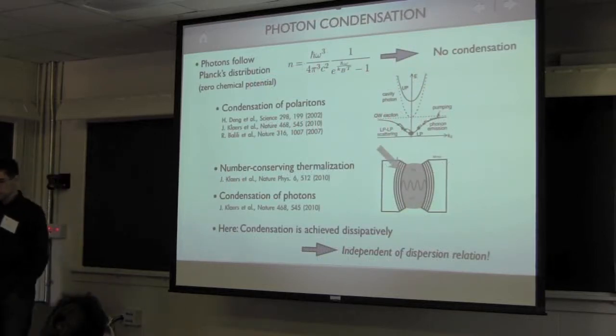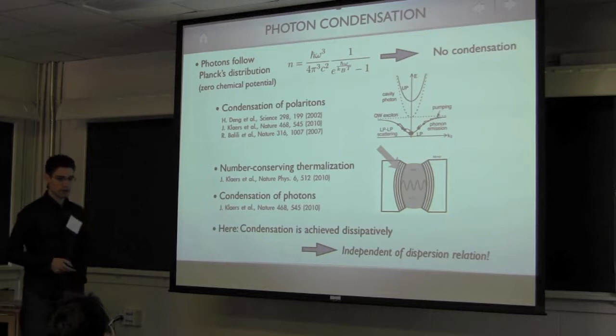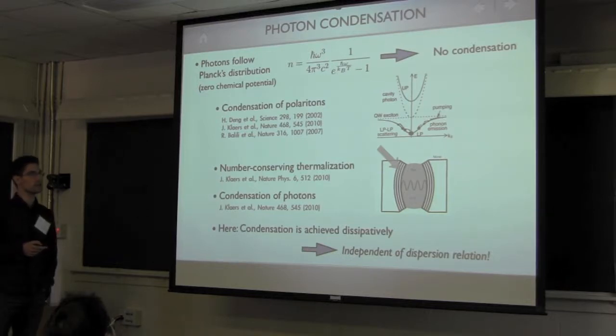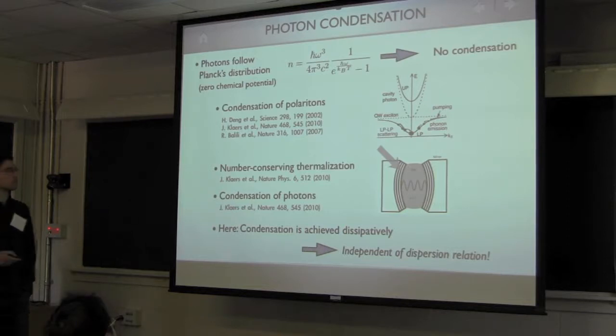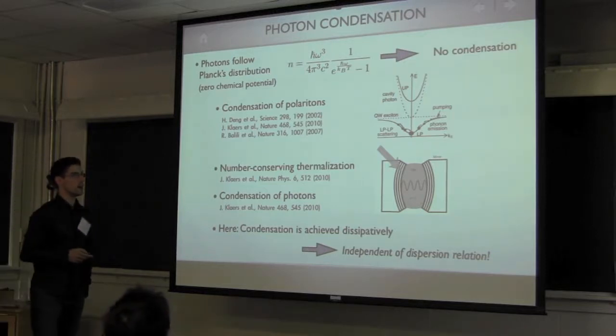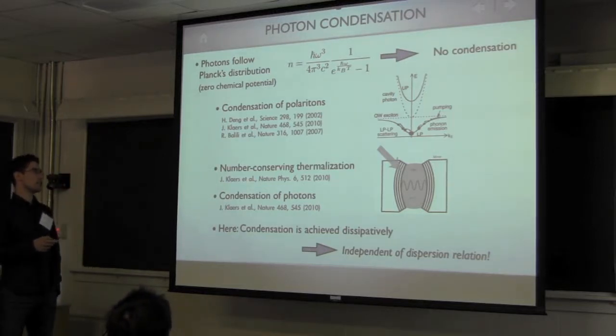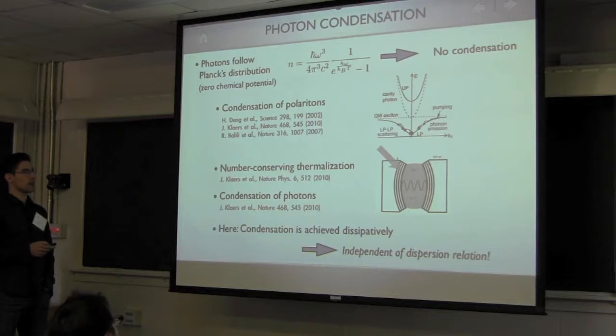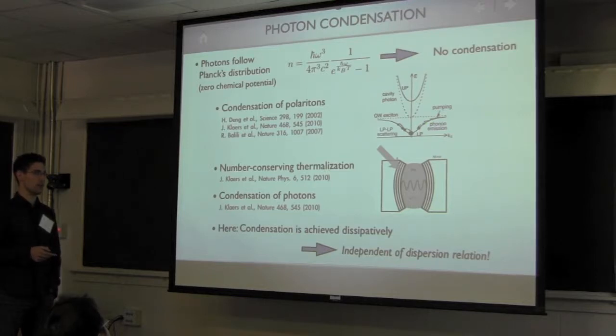So let me first tell you a few words about photon condensation. What we know about photons is that they are described by the Planck distribution in equilibrium, which has a zero chemical potential and therefore does not predict condensation of photons. To avoid this issue, in the literature it has been considered the interaction of photons with excitons in cavities, which hybridize to give an effective mass and a spectrum of this form with a gap, in which photons are able to condense to a zero momentum state.